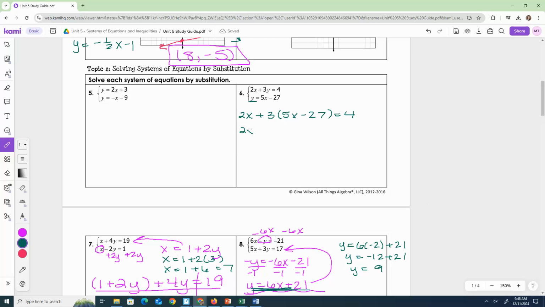So then we get 2x plus 15x minus, what's 27 times 3? Good. And these are on the same side, so just combine like terms. So that's 17x minus 81 equals 4. Add our 81 over. Divide the 17, and 85 divided by 17 is?